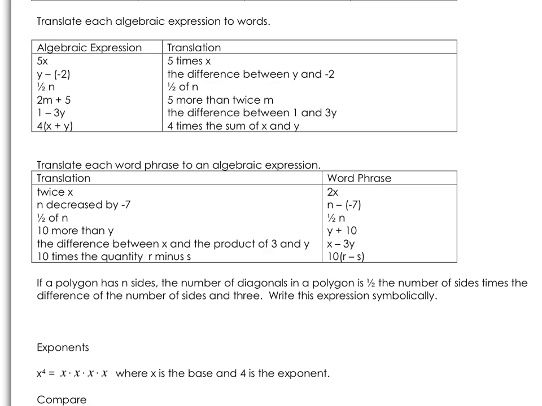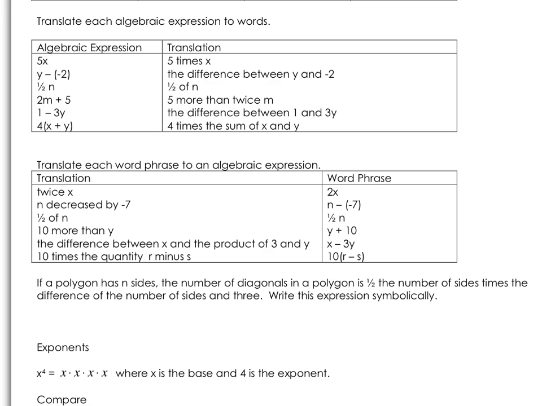N decreased by negative 7. Decreased by means subtract, so n minus a negative 7. 1/2 of n, 1/2 times n. 10 more than y. Y plus 10. The 10 goes at the beginning, but when we write it out, we put plus. The difference between x and the product of 3 and y. Difference means subtraction, and you're subtracting x minus 3y, the product of 3 and y.